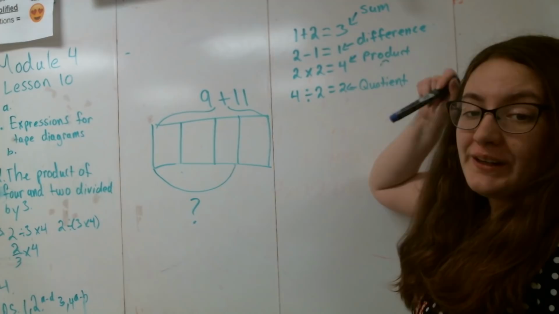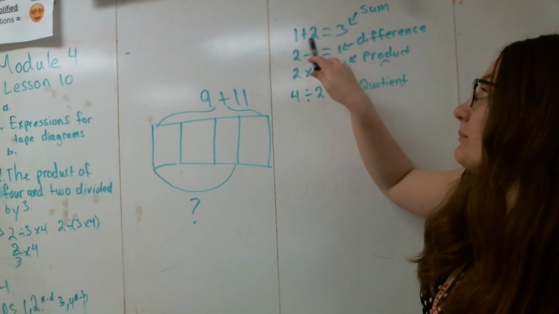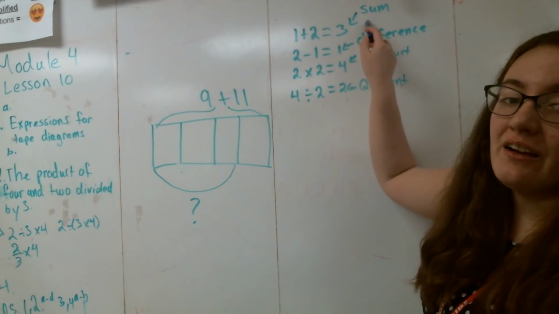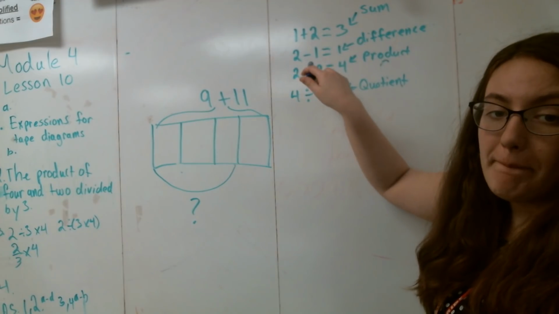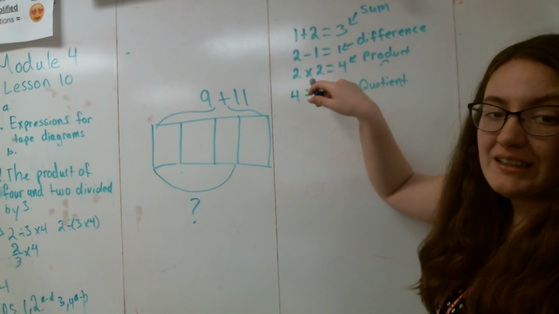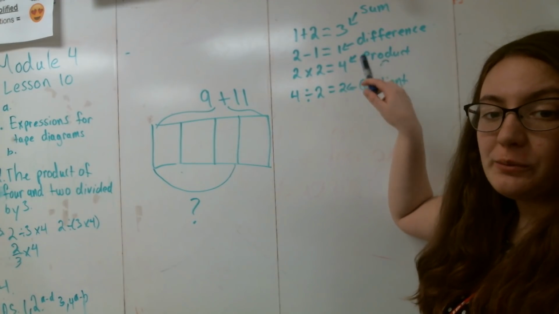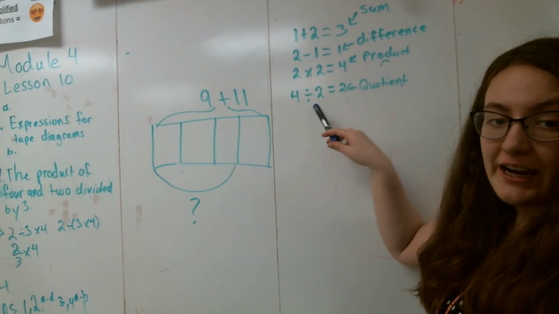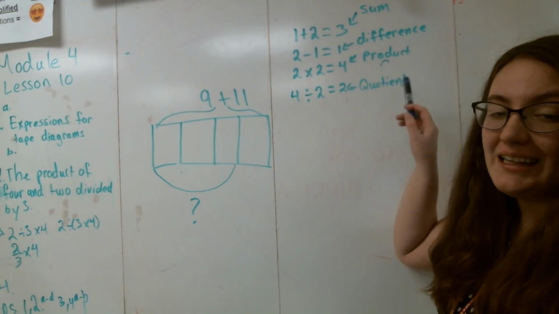understand for this lesson. So I have 1 plus 2 equals 3, and I have sum next to that. 2 minus 1 equals 1. That is difference. 2 times 2, which equals 4. That is your product. And then 4 divided by 2, which equals 2. And that is called your quotient.